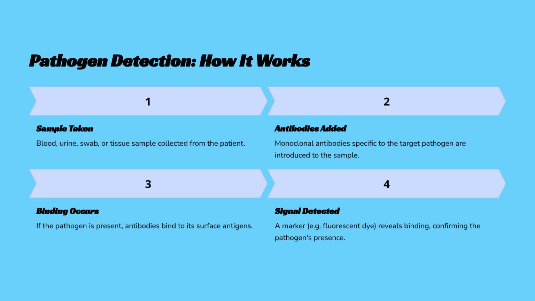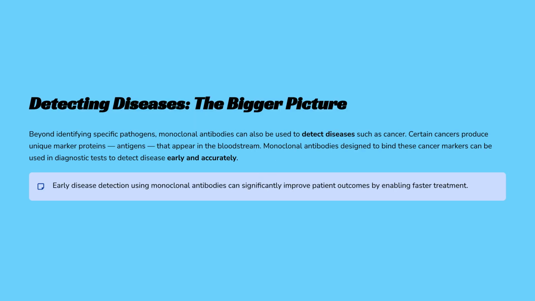This detection process involves taking a sample, adding the specific antibodies, observing the binding, and then detecting the signal. If the target pathogen is present, the antibodies will attach to it, revealing the infection. This technology extends beyond pathogens to cancer detection.